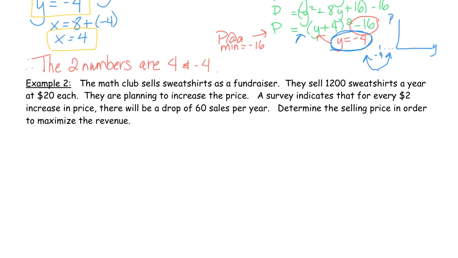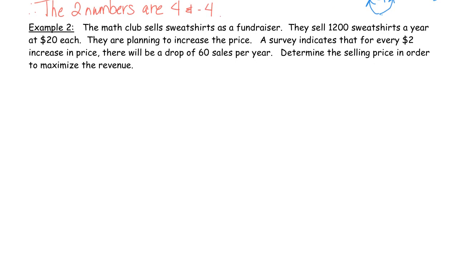The other type of problem that we face are revenue problems. So this example here has a math club that's selling sweatshirts as a fundraiser. They sell 1,200 sweatshirts a year at $20 each. They're planning to increase the price. A survey indicates that for every $2 increase in price, there will be a drop of 60 sales per year. So we're going to determine the selling price to maximize the revenue.